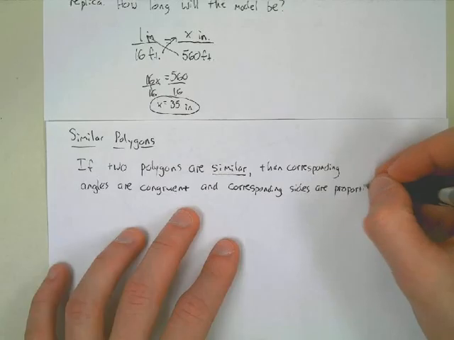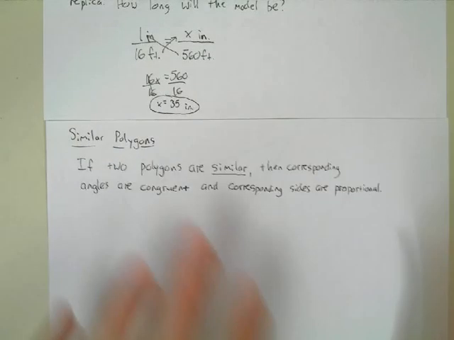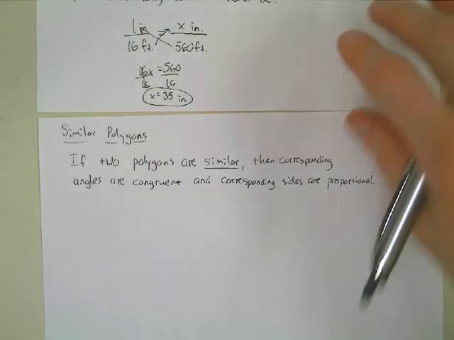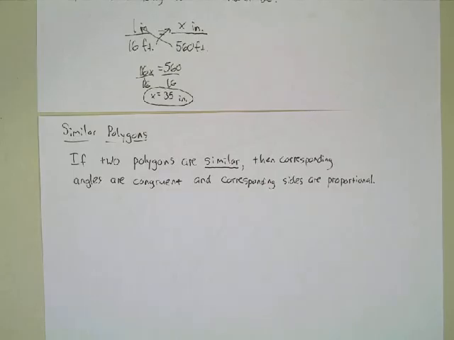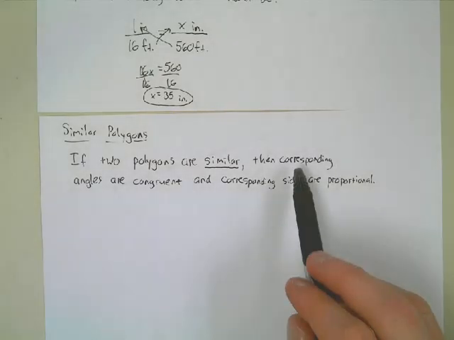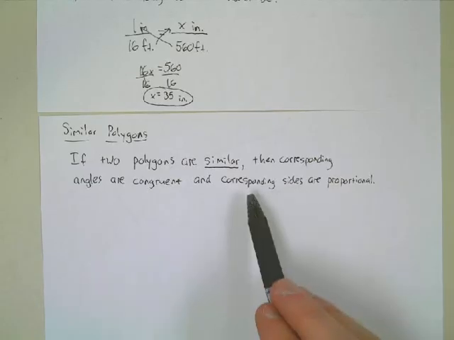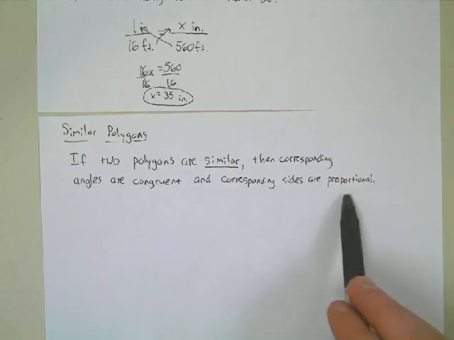Okay. This is almost our definition for congruent polygons. For congruent polygons, corresponding angles are congruent and corresponding sides are congruent. When we talked about two triangles that are congruent, their angles were the same and their sides were the same. The difference here is that only the angles are the same. Corresponding sides, though, are proportional. In fact, they're in the same proportion. So let me show you what I mean by that.